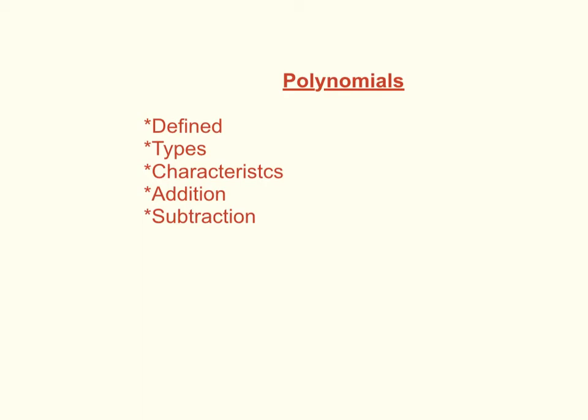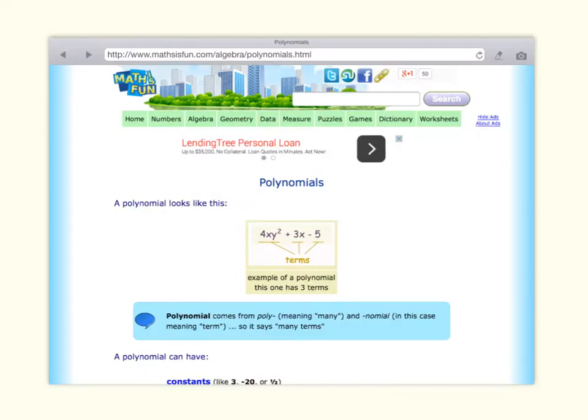In this lesson, we're going to look at polynomials. We're going to define them, we're going to look at the different types of polynomials, their characteristics, and what makes different types of polynomials. We're also going to look at combining like terms to add and subtract polynomials. Let's go over to mathisfun.com to take a look at what a polynomial actually is.